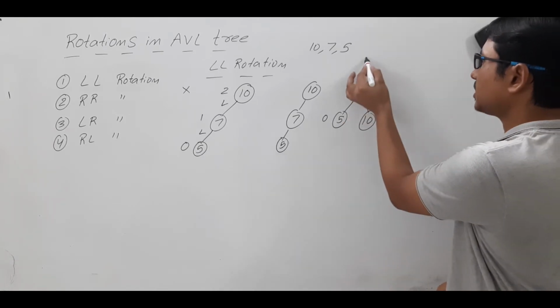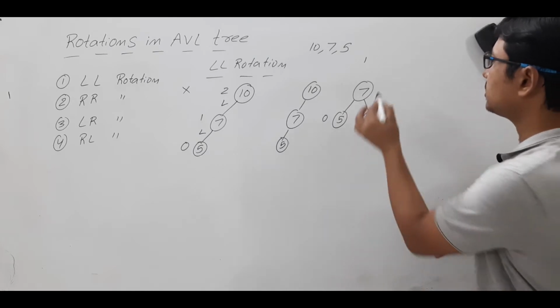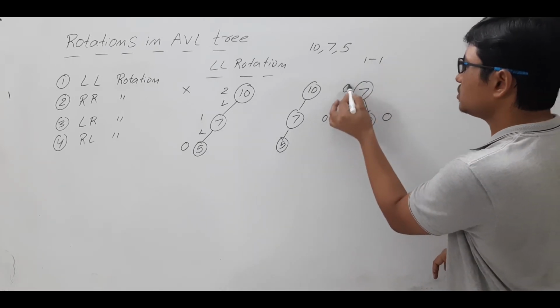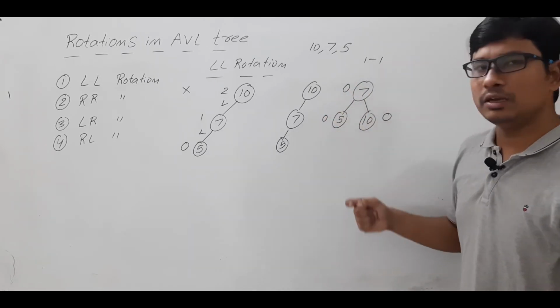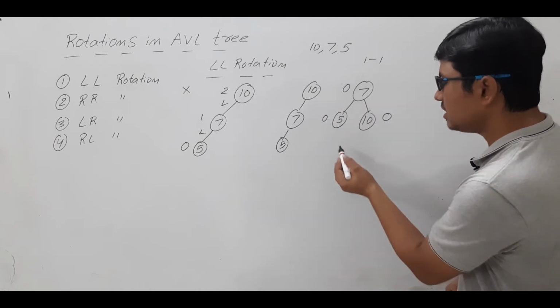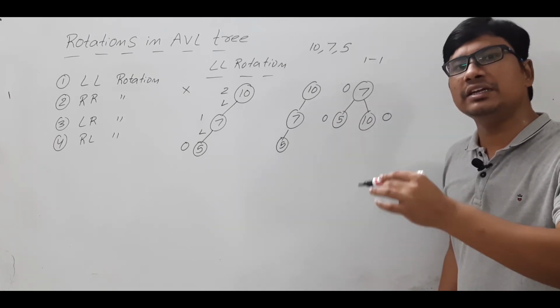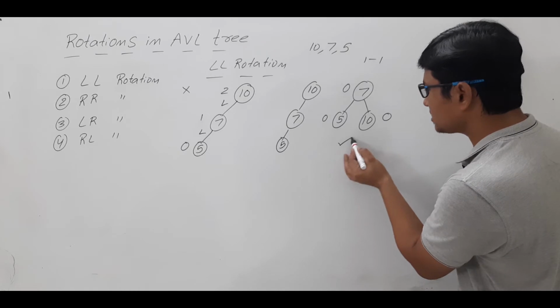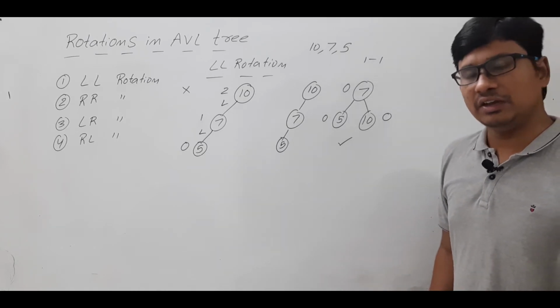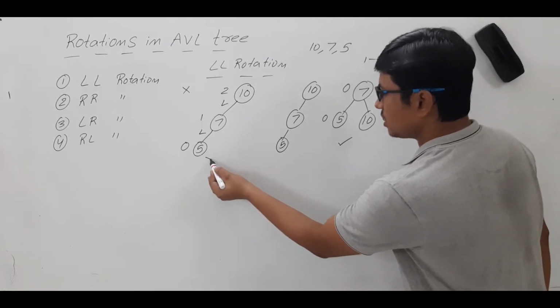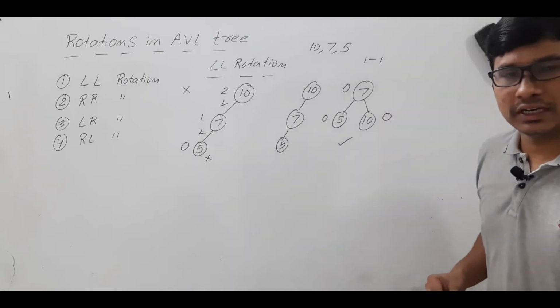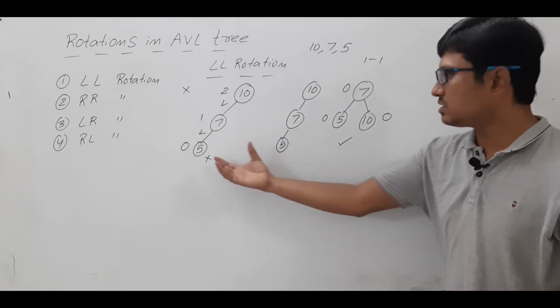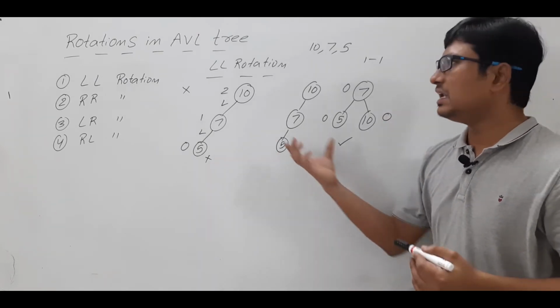Now what is the balancing factor of this one? Height of the left subtree is 1. Height of the right subtree is 1. 1 minus 1 is 0. So all the nodes' balancing factors are in the range of minus 1 to 1. So I can say that this is satisfying the AVL tree property. It was not satisfying before, and we converted it into an AVL tree. So this is called LL rotation.